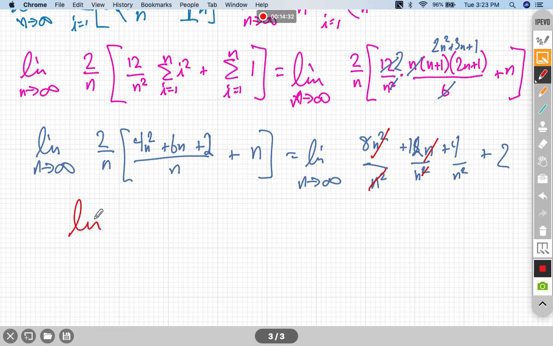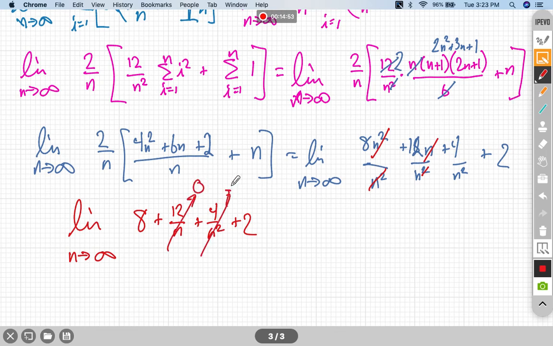So I'm looking at the limit as n approaches infinity of 8 plus 12 over n plus 4 over n squared plus 2. And as n goes to infinity, that goes to 0, that goes to 0. I get 8 plus 2 is 10. So the area under the curve is going to be 10.